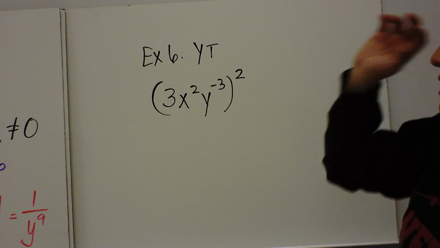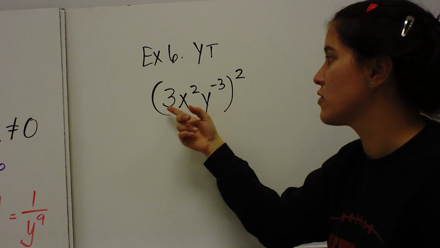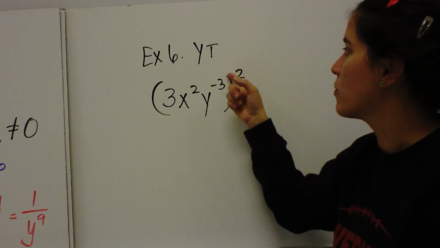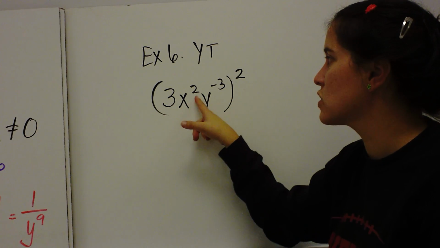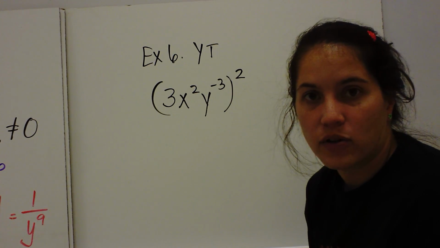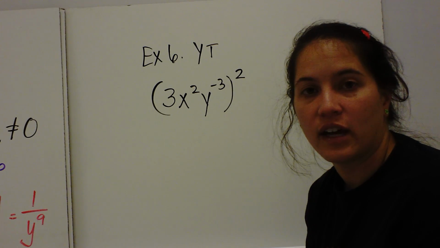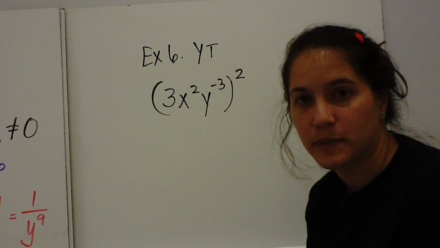So number 6. You try number 6. Notice I've given you 3 things in the parentheses, a 3, an x, and a y, raised to the power of 2. 3x squared, y to the negative cube, raised to the second power. So you try this one, pause it, and then when you're ready to see my answer, press play.